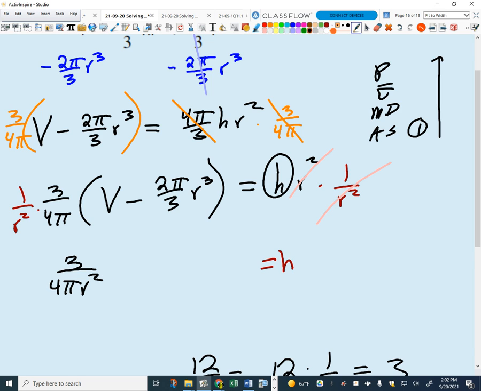Usually we put the variable last, not a big deal, times the quantity v minus 2 pi over 3 times r cubed. Okay, my point is we're done, right? The answer can look really ugly like this. It's okay, we got an ugly formula, but that's the answer, right? Everybody see that? Okay, whatever we get when we get the h by itself, that's the answer.